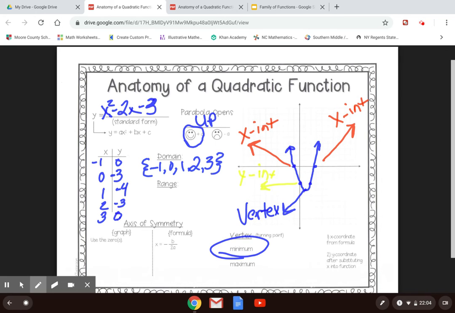And then for my range, if you notice I have 0, -3, 4, -3, 0. So since some of those numbers repeat, I need to list them one time. And I always list from least to greatest. So I'd write -4, -3, and 0.